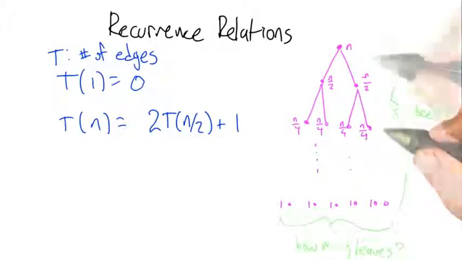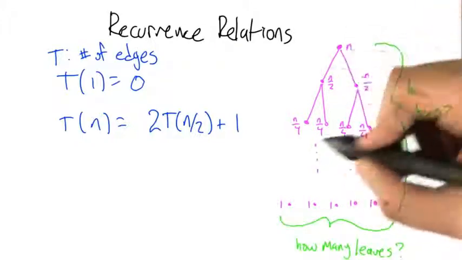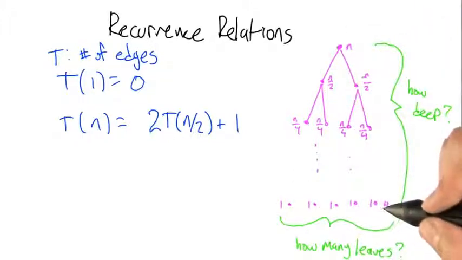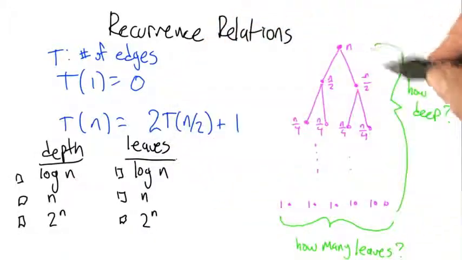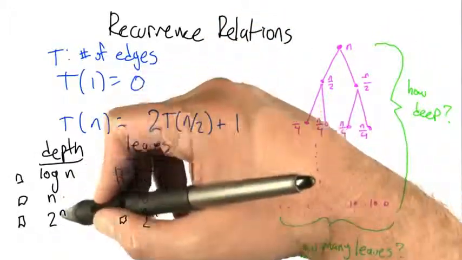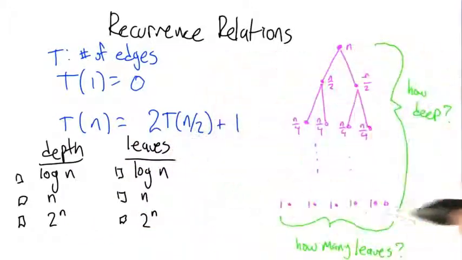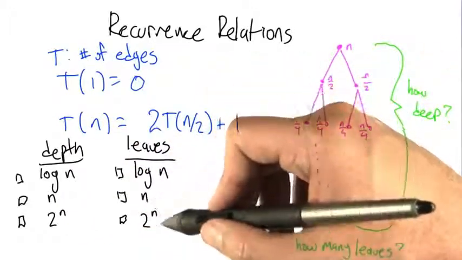Two useful questions. First question is, how deep is this tree that's being built here that bottoms out over here with the ones, and how many leaves is it going to have? So why don't you fill that in? Is the depth that we get this way log n, or 2 to the n, and is the number of leaves at the bottom log n, or 2 to the n?